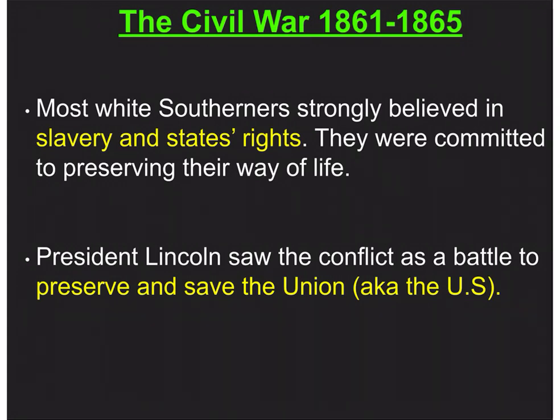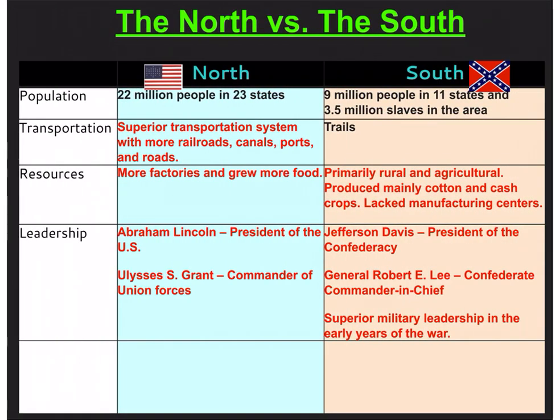Abraham Lincoln saw this as a conflict. He wanted to preserve the Union. He saw that he could not do this unless they go to war, because the South was not going to give in. So the Civil War officially began.